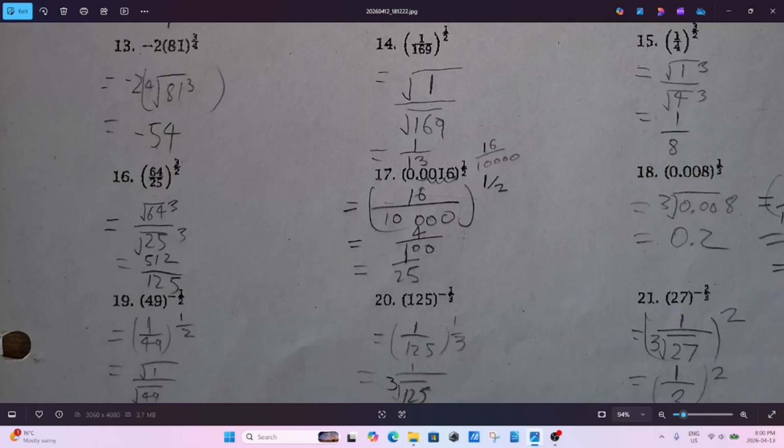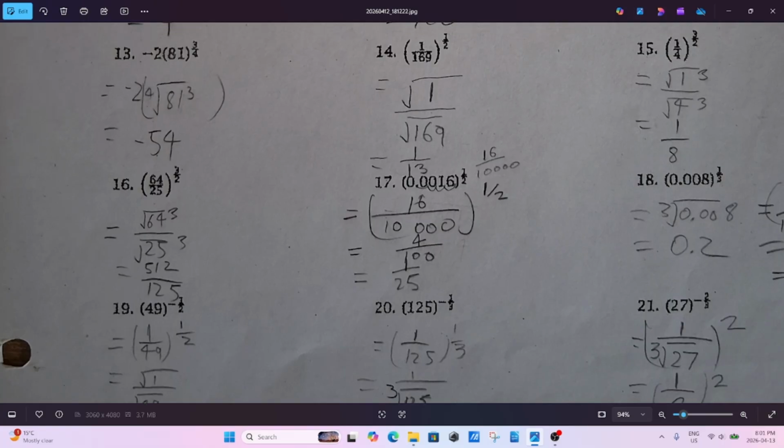13. Negative 2 times 81 to the 3 over 4 is equal to negative 2 times the fourth root of 81 cubed, which is equal to negative 54. 14. 1 over 169 to the exponent 1 over 2 is equal to square root of 1 over square root of 169, which is 1 over 13.